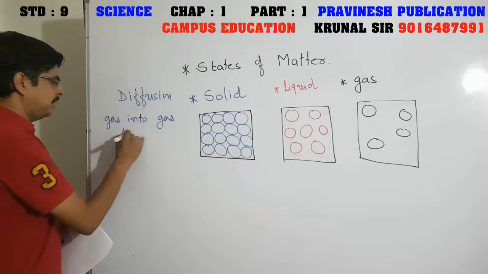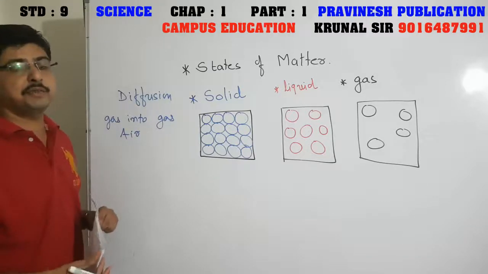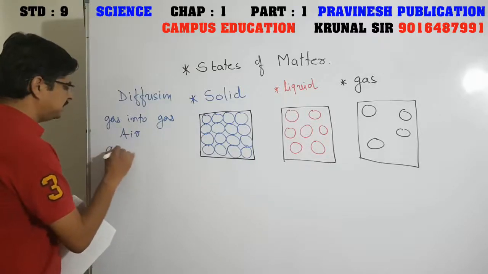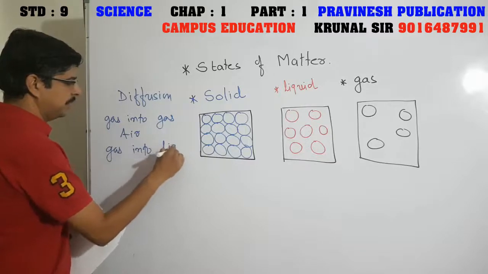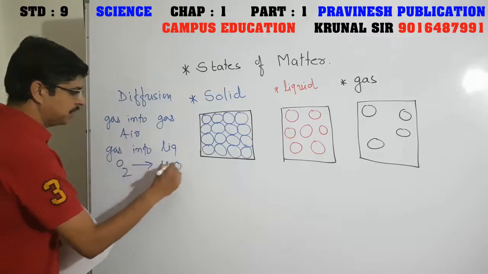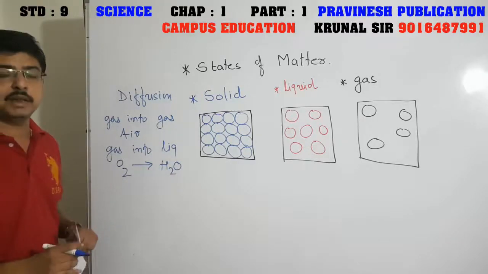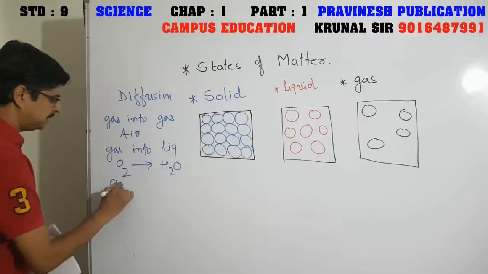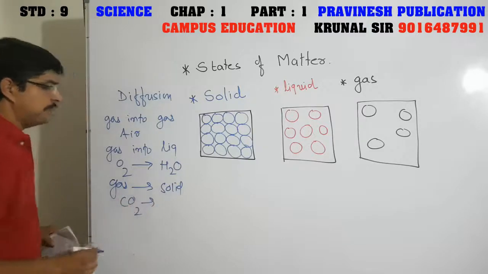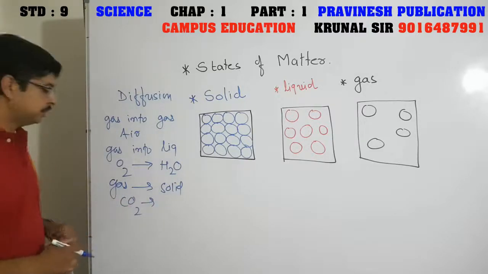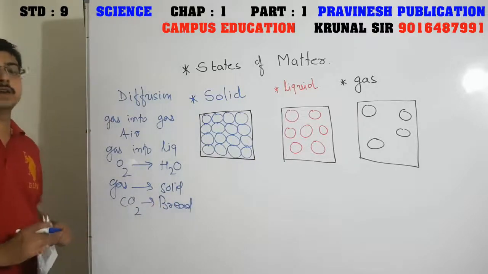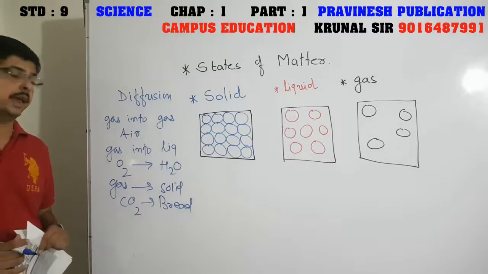That is air. We know that in air many gases diffuse with each other, like oxygen, carbon dioxide, nitrogen. Next, gas into liquid. Here we can give the example: oxygen dissolves into water so that aquatic animals can breathe. Next, gas into solid. Carbon dioxide makes the bread and cake fluffy. When carbon dioxide mixes with the solid particles, it makes the bread and cake fluffy.